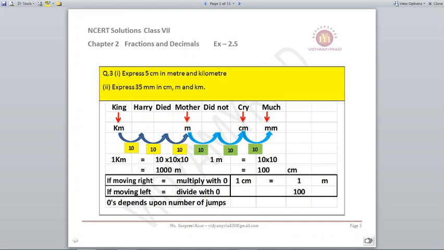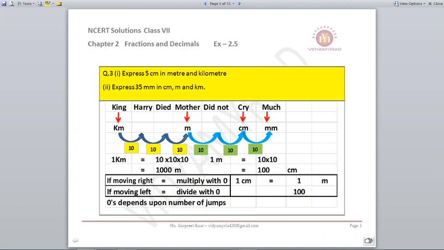Now there can be a case when you may be asked, what is meter to kilometers, or centimeters to meter? That means I am asking you to move backwards. If you move backwards, or towards your left side, you will divide by those zeros. If you are moving towards the right, you will multiply by zeros. If you are moving left, you will be dividing by those zeros.